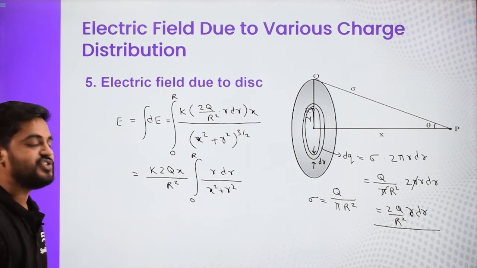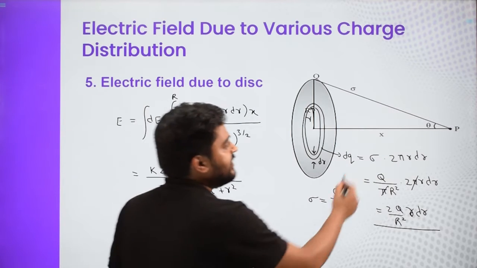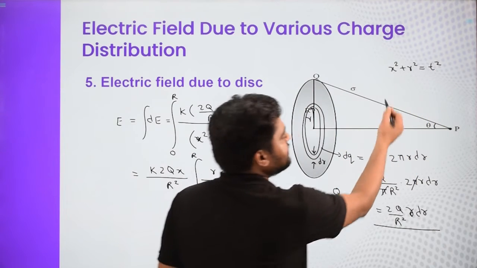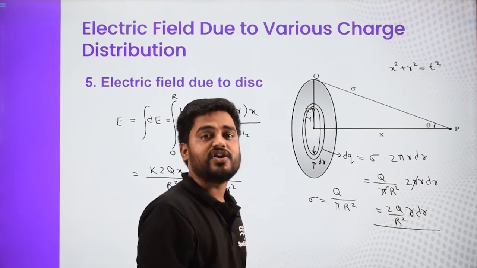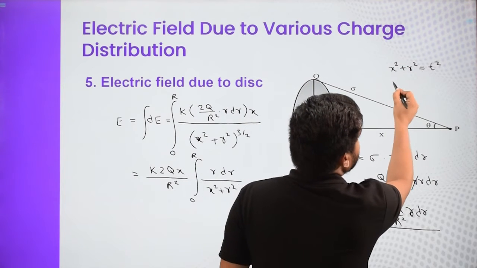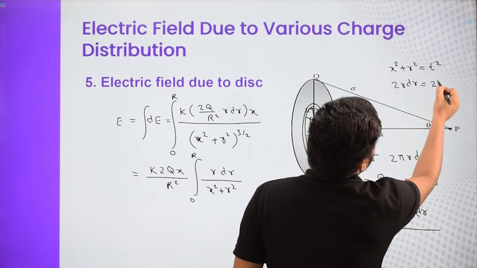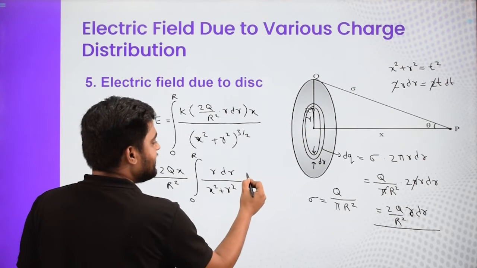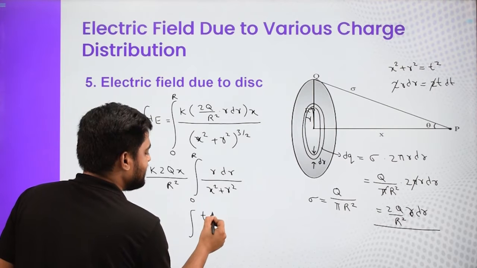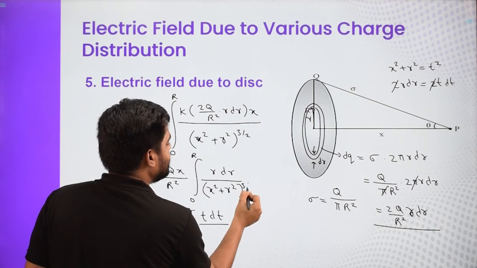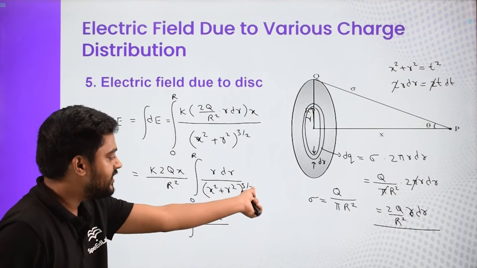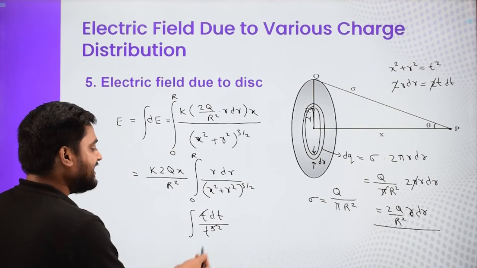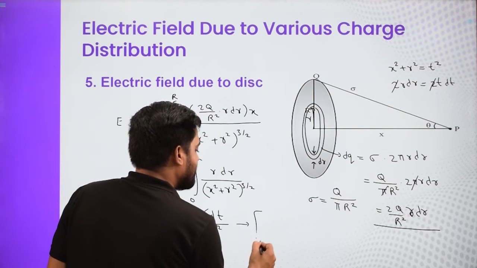For this I am using substitution. How do we use substitution? Let us say x square plus r square is equal to t square. Differentiate both sides. x is a constant, and the differentiation of any constant term is 0. So 0 plus 2r dr is equal to 2t dt. So r dr is nothing but t dt. So this becomes t dt over t cube, since t square raised to power 3 by 2 is t cube. The 2 is gone, one t is gone, and this becomes 1 by t square dt. And the integration of that is minus 1 by t.